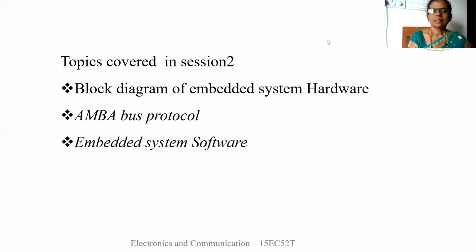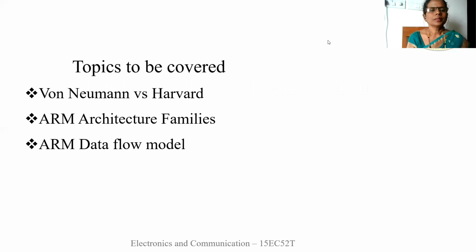Then we studied the different software components of the embedded system. They were listed with the application at the top and the hardware device at the bottom. And there is one important block, the initialization code, which is always executed first. Then to connect the peripheral devices, we need a device driver. All these things we studied in embedded system software in the previous session. So in today's session, I am going to cover the topics von Neumann architecture versus Harvard architecture, ARM architecture families and the ARM data flow model.